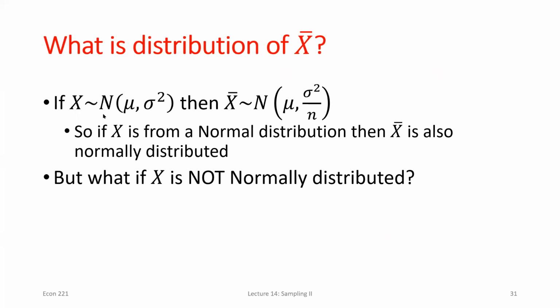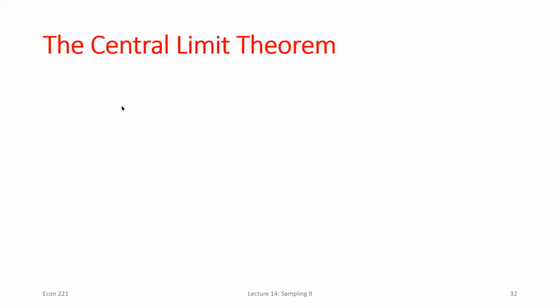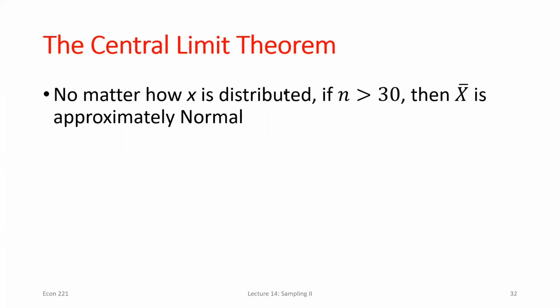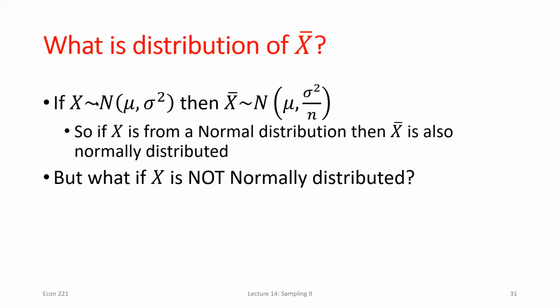So what if the original variable isn't normally distributed? Well, we don't really care because we have this thing called the central limit theorem, which says that as long as we have a sample size over 30, then we know that the sample mean distribution will be approximately a normal distribution. So even if X is uniformly distributed, if I take samples of size 30, I know the sample means will be approximately normally distributed.